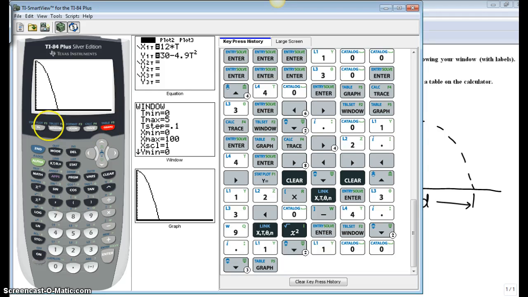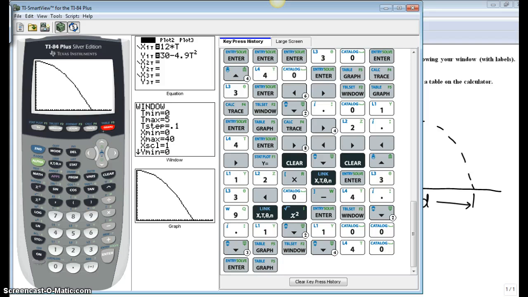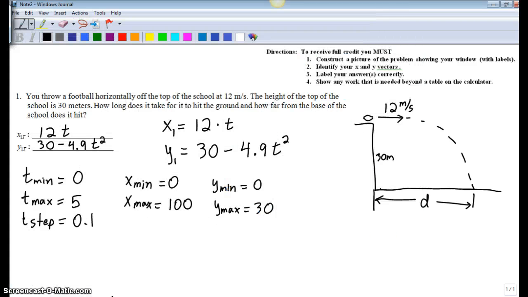And what you see is that our graph is all there, but it'd be nice if we could zoom in a little better. So what I'm going to do is change that x max to what it was a minute ago, 40. And notice all it did was change the slope. It didn't change our values.